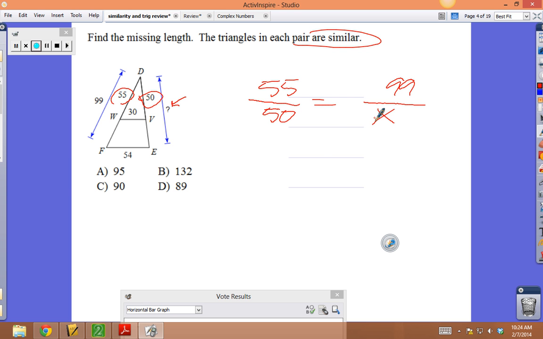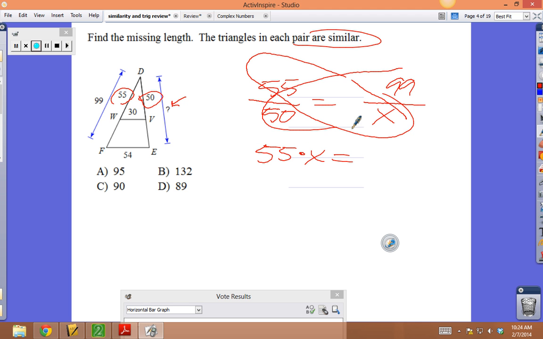And now if you have a proportion, you're going to cross multiply and solve for X. So it's going to be 55 multiplied by X is equal to cross multiply this way, 99 times 50. Then solve for X. Divide by 55. Divide this side by 55. And you should have X gives you a 90.